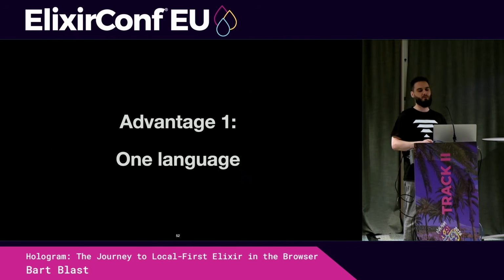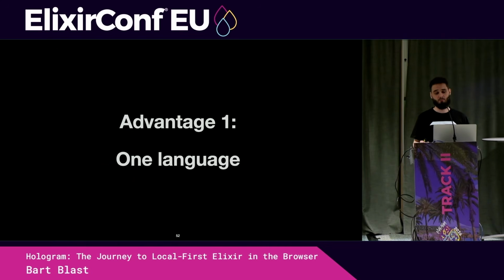For that, the same write logic has to run on both sides. In most stacks, that's 2 implementations. Or careful isomorphism that splits the code between server and client. Hologram compiles Elixir to run on both sides, so one source, server and client. That's part done.